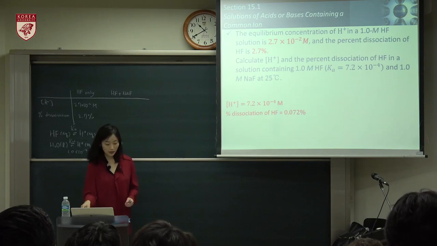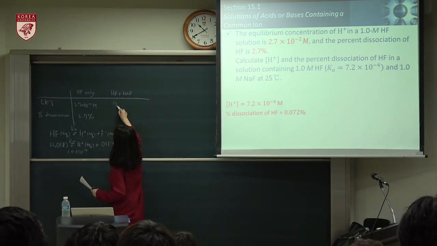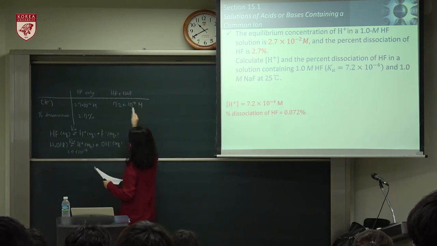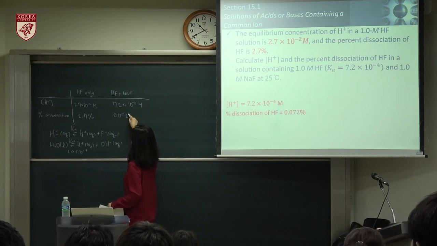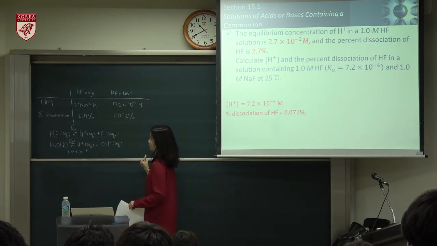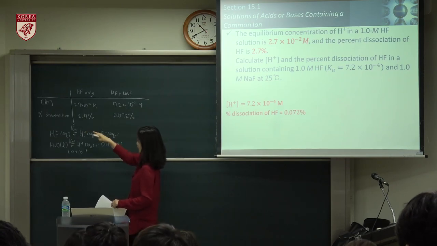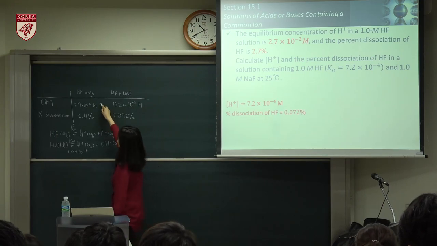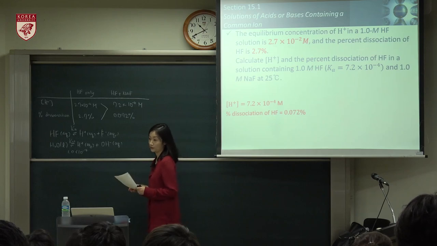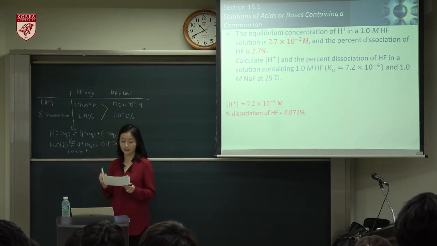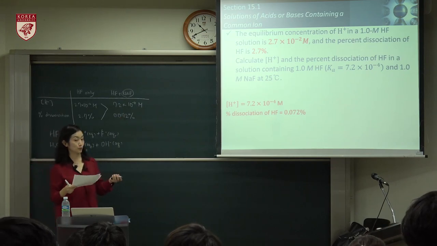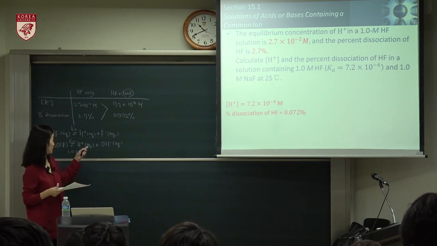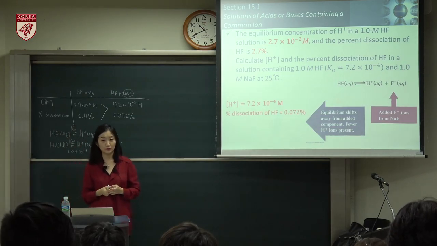Let's compare our values with the values for the solution that contains only HF. So we got 7.2 times 10 to the negative 4 molar, and for the percent dissociation, we got 0.072%. If we compare these values, the concentration of H plus and the percent dissociation are larger for the one that contains only the HF, right? What does this tell us? This tells us that the presence of NaF, the salt, which will produce F minus ions, shifts the equilibrium to the left. So it will inhibit the dissociation of HF. This is a great example of the common ion effect.